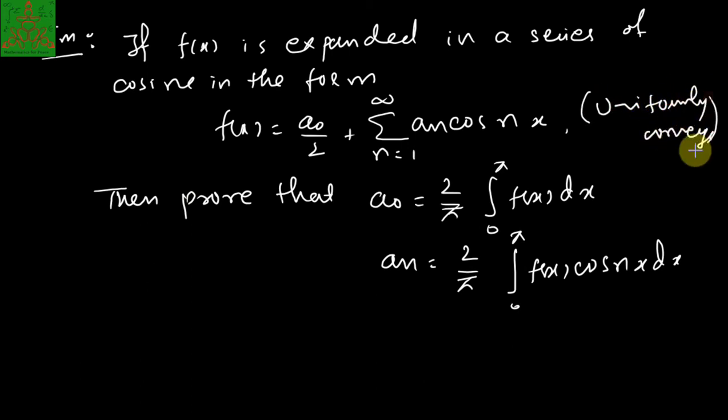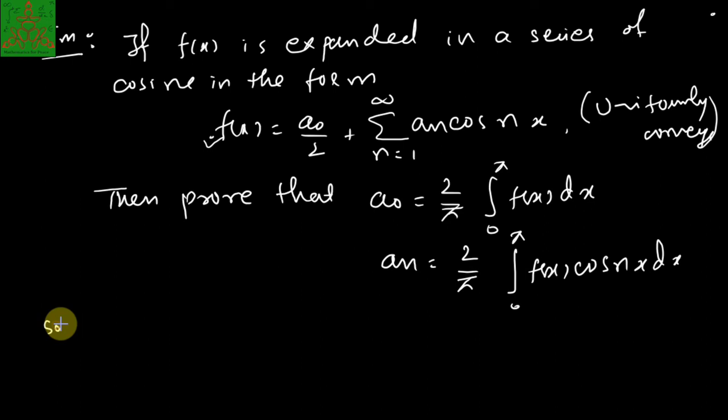And uniform convergence I already explained in one of my previous videos. You may find the link in the description as well as in the i button. Let us try to prove this one. To prove this, I have to integrate this whole quantity with respect to x in the interval 0 to pi. So just integrate this quantity, it's given to you. That's why I am integrating both sides with respect to x in the interval 0 to pi.